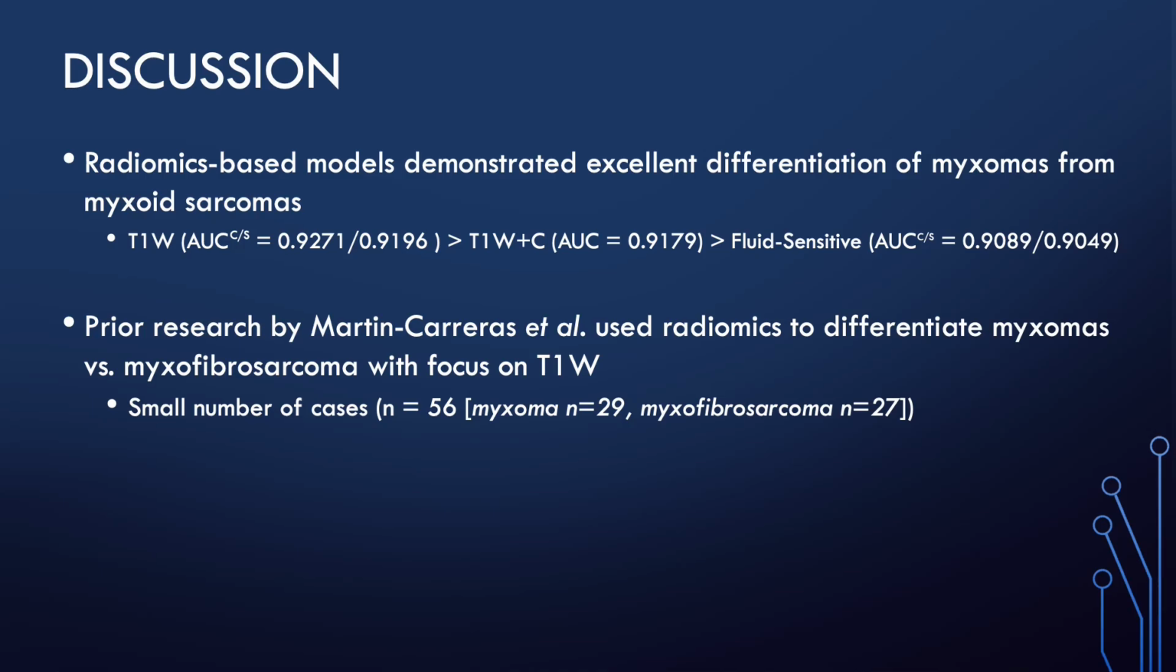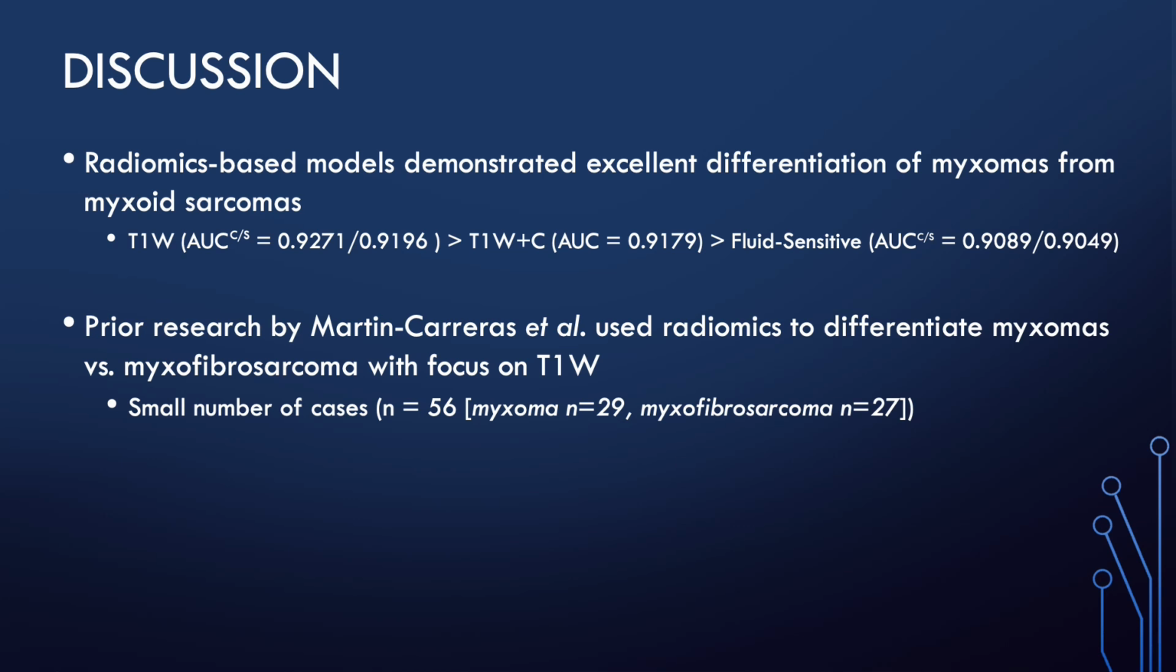The current study focused on utilizing MRI radiomic models in the differentiation of myxoid sarcomas from myxomas. The results showed that radiomic models derived from T1-weighted, fluid-sensitive, and T1-weighted post-contrast sequences all demonstrated excellent discrimination between benign myxomas and the malignant myxoid sarcomas, with AUCs greater than 0.9. T1-weighted imaging demonstrated the highest AUC, while also exhibiting high sensitivity, specificity, as well as very high negative predictive value.